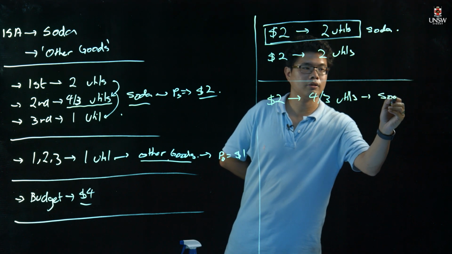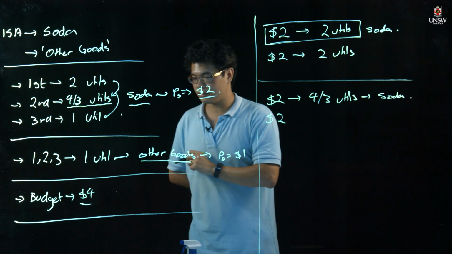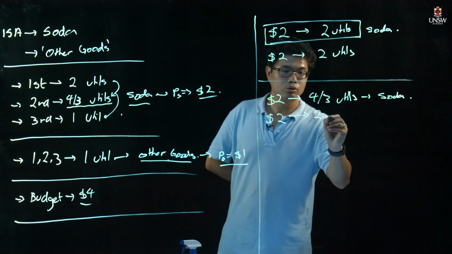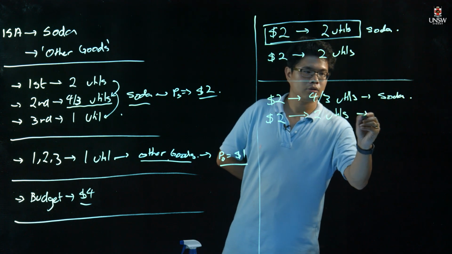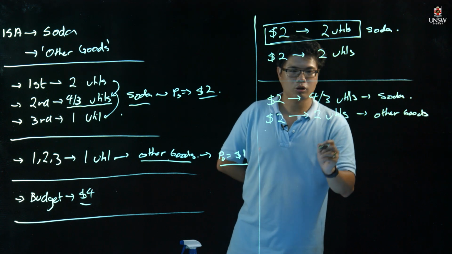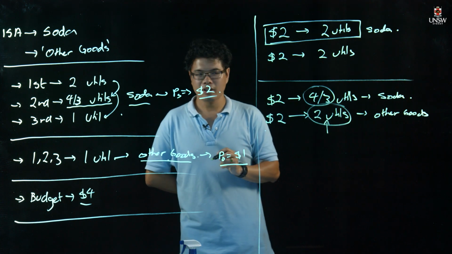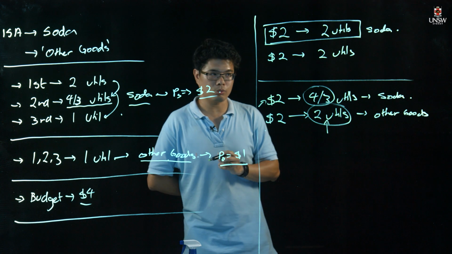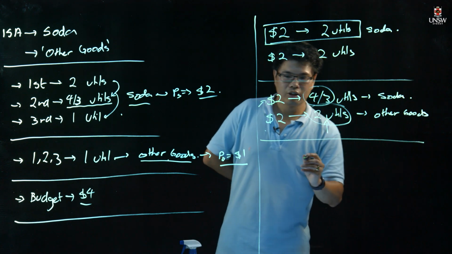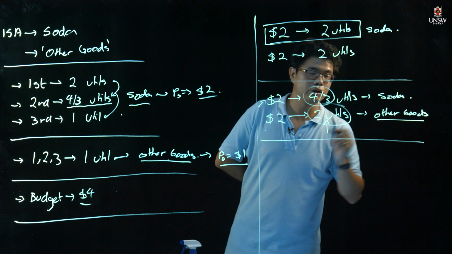So that's for soda. Alternatively, if I spent that $2 on the other goods, then I would receive 2 utils. So this is other goods. Which is the greater? Clearly 2 utils is greater. So in other words, I wouldn't necessarily want to consume the second unit of soda, right? So here you'd say that, as my third dollar, I would consume other goods.